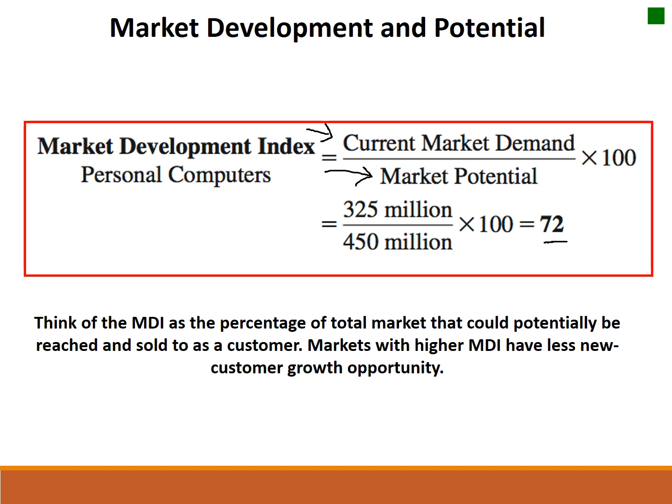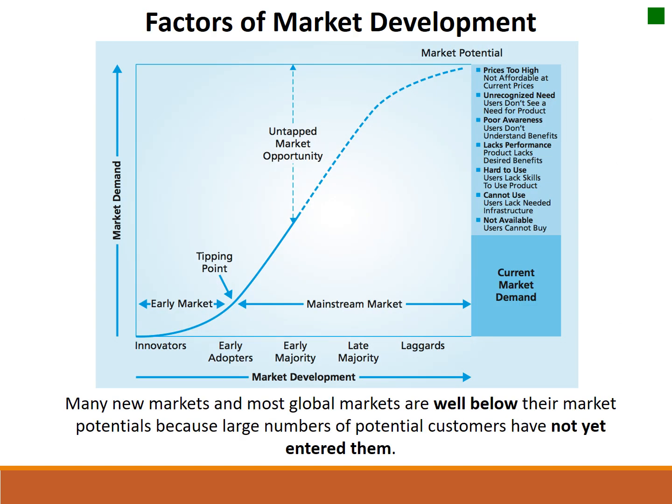So think of the market development index as a percentage of total market that could potentially be reached and sold to in the market, but it's the percentage that is being sold to up to this point. If you have a higher MDI, then it's a less attractive market to be in, because the higher MDI suggests that the market's more saturated than a lower MDI. So that's how you want to interpret that and think about that.